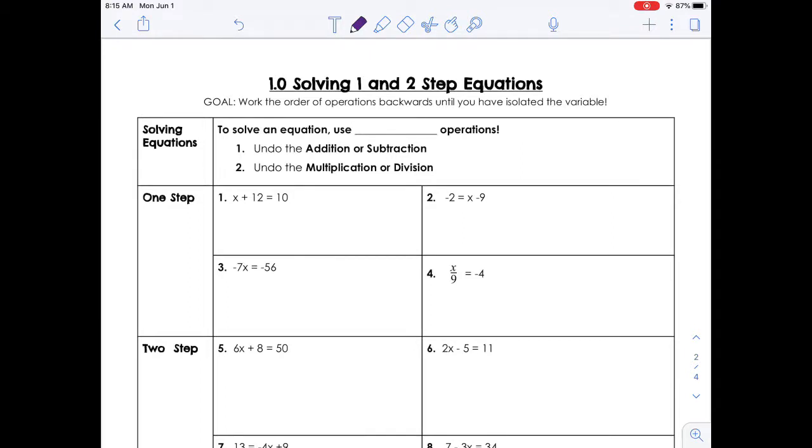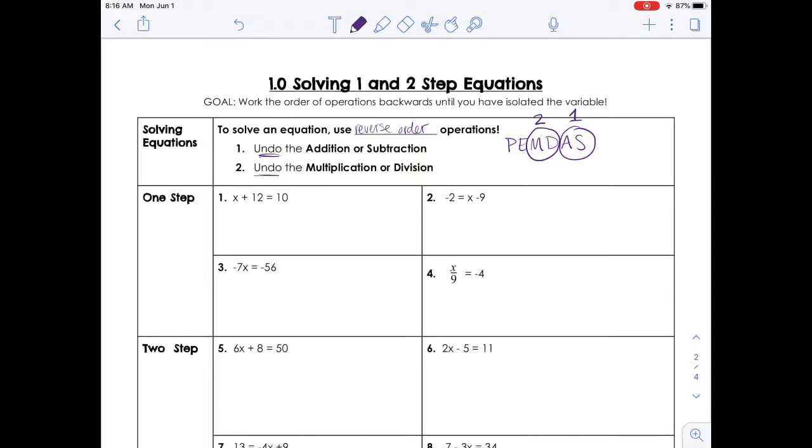So whenever we solve an equation, we are going to be using reverse order of operations. You guys know what PEMDAS is. That's how we go when we're working forwards. But when we're solving equations, we just want to undo what has been done. So we're going to work backwards. We're going to do addition and subtraction first, and then multiplication and division second. And that's over here if you need to see that written.